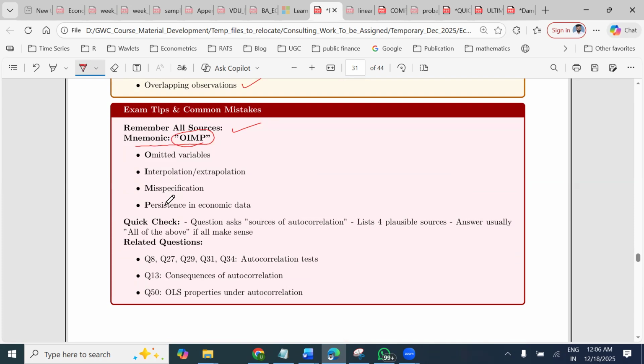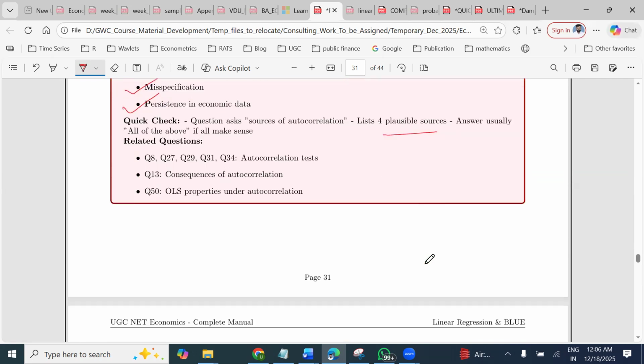OIMP. Autocorrelation means OIMP. O means omitted variables. I means interpolation or extrapolation. M is misspecification. P is persistence in economic data. Okay? Clear? So the question asks the source of autocorrelation. Obviously these are four possible plausible sources. So the answer is usually all of the above, because all of them make sense.